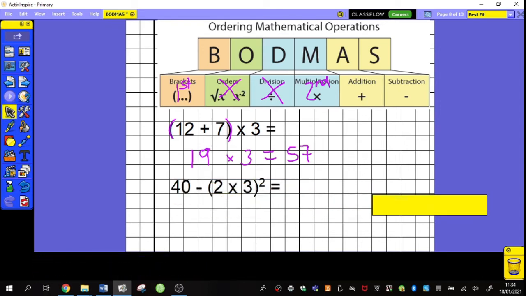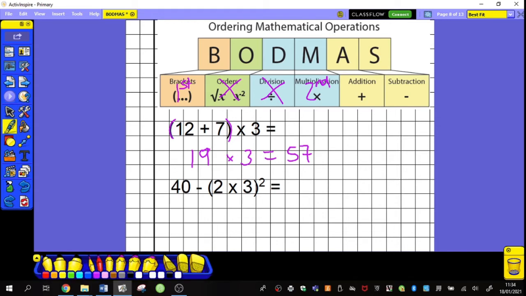Let's have a look at another one, slightly more tricky this time. So now I can see that I have a subtraction and a multiplication, and I have brackets and an order. I have a squared here.